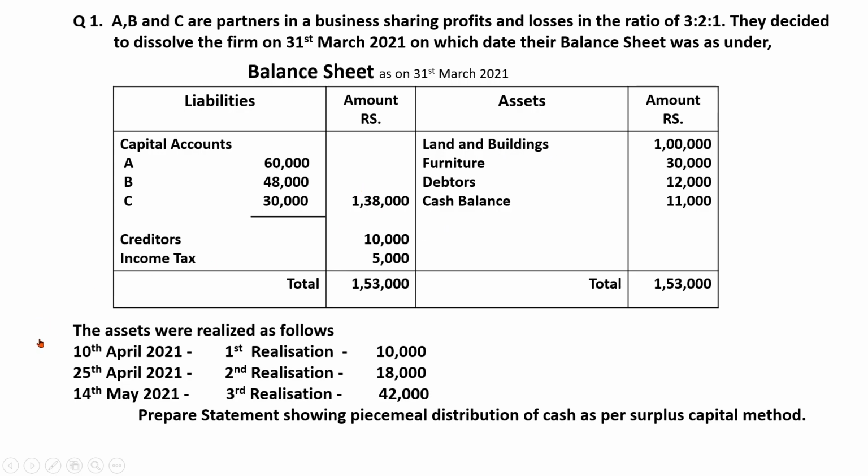After the balance sheet, we have information related to the realization of assets. Here, the statement says the assets were realized as follows. On 10th April 2021, the first realization is there. On 25th April 2021, the second realization is there. And on 14th May 2021, the third and last realization is there. Further, the question says prepare a statement showing piecemeal distribution of cash as per the surplus capital method. So here we have to prepare a statement showing piecemeal distribution of cash, right?